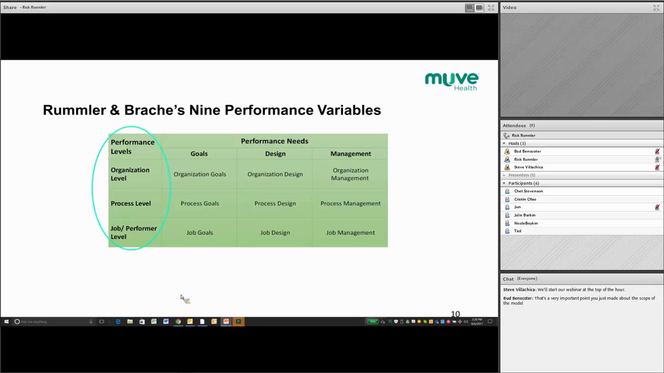And that can be an individual, can be a team, can be a class of performers, can be an individual performer or a person. So any combination can be at the job level.